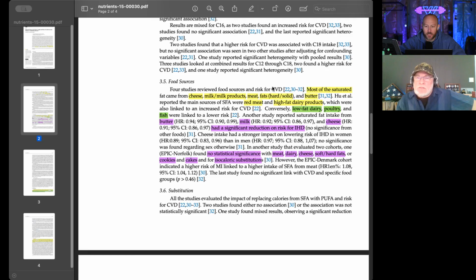Butter is a separate thing. Cheese. But I got cheese over here. Okay. So the main sources of fatty acids coming in the American diet: red meat and high-fat dairy products, that being cheese and butter. All right.